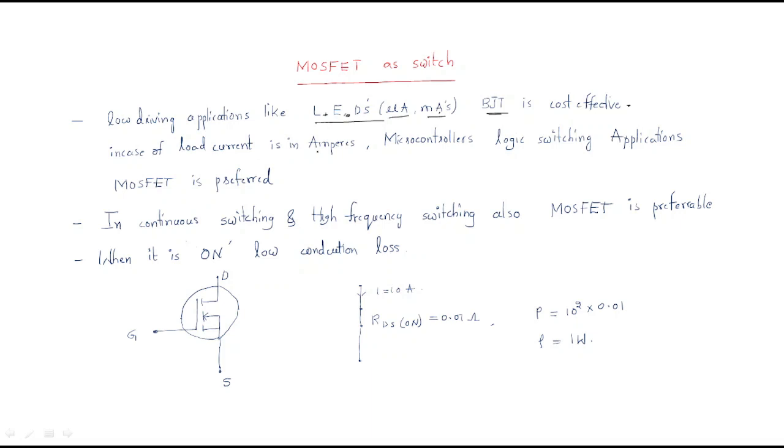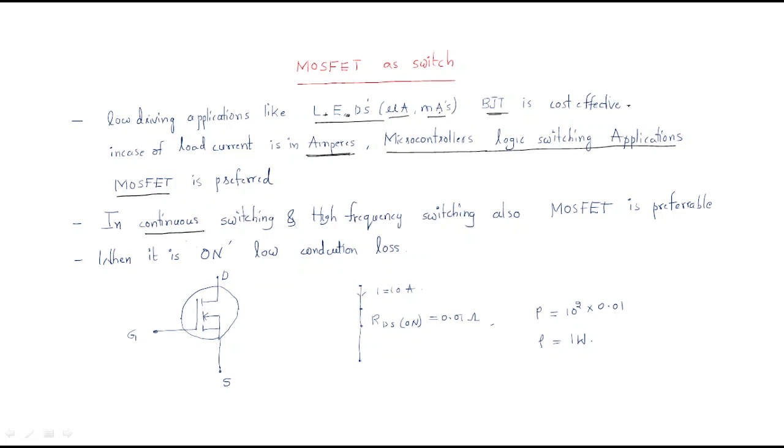In case the load current is in amperes, for example, in microcontroller logic switching applications, MOSFET is preferable. If the load current is in amperes and the microcontroller is used for logic switching applications, MOSFET is preferred. This is the main difference between the BJT and the MOSFET. Understand? Right. In continuous switching, high frequency switching, MOSFET is also preferred.